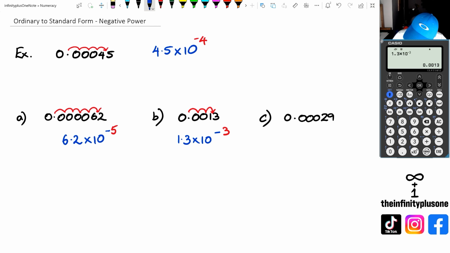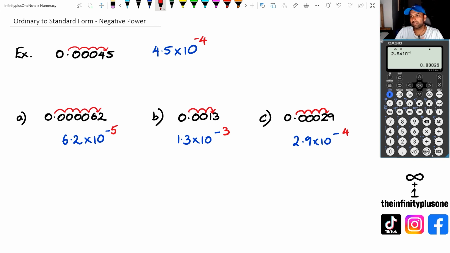And the last one, we're going to get 2.9 times 10 to the power of negative, what do we got? We've got 1, 2, 3, 4. So that's going to be 4 spots there. And again, we're going to test it out. So 2.9 times 10 to the power of negative 4, and that's giving us 0.0029.